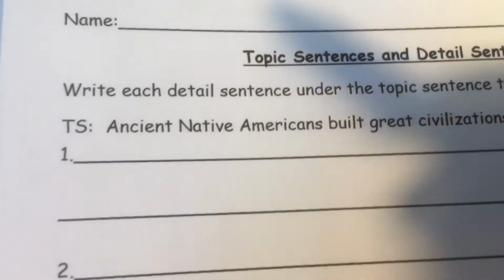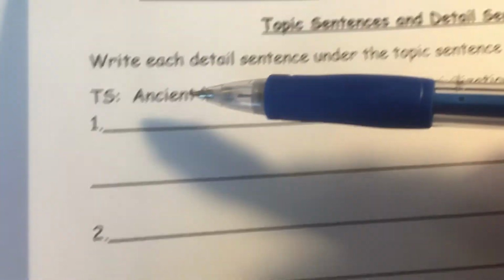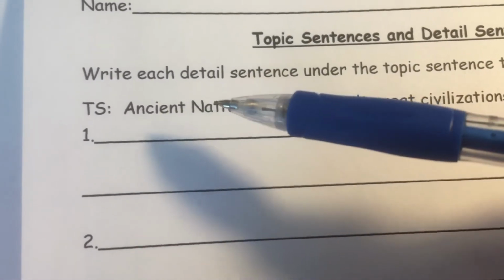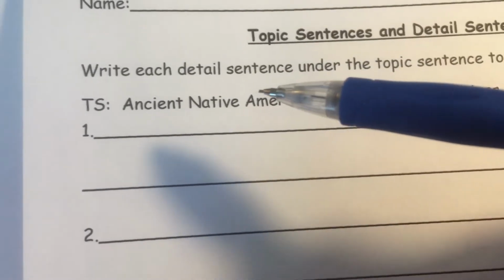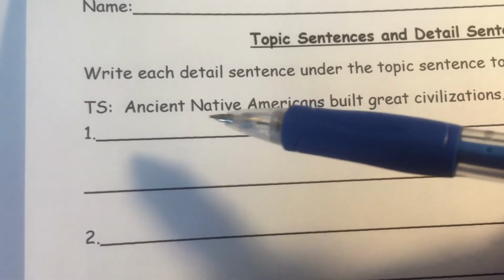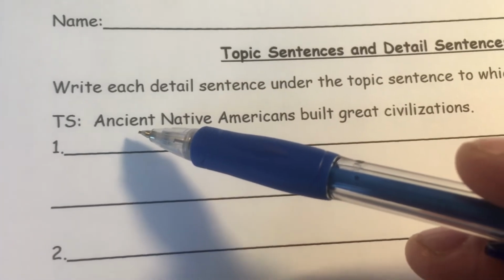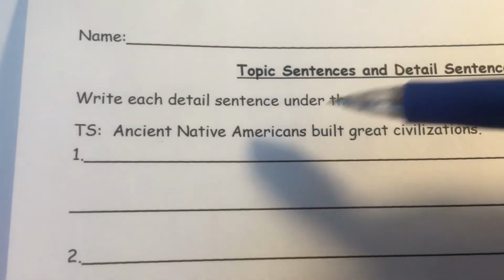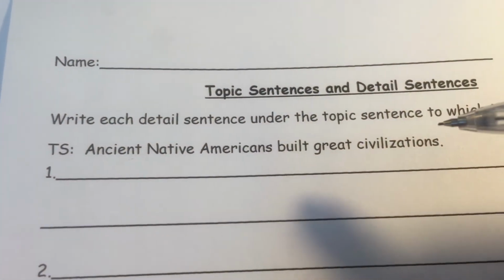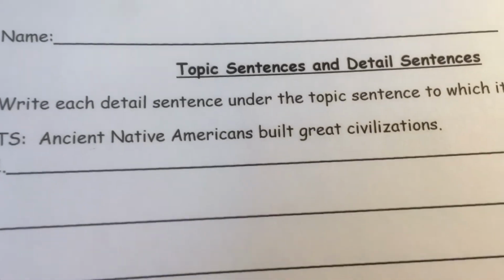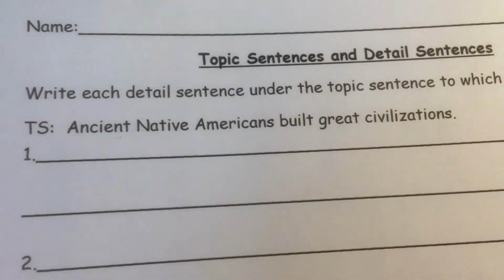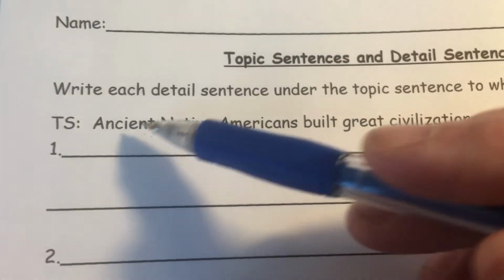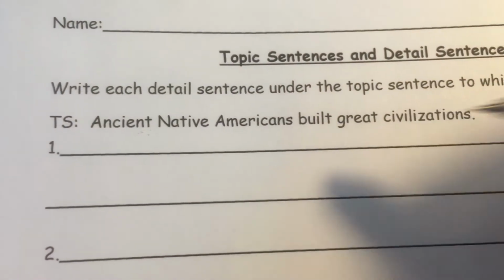So this is just an example of the type of thinking to do to come up with good, detailed sentences about your topic sentence. So I have 2 possible topic sentences. One says, ancient Native Americans built great civilizations, right? Because we've been reading about the ancient American civilizations this week in our nonfiction reading. So this is a topic sentence about that.